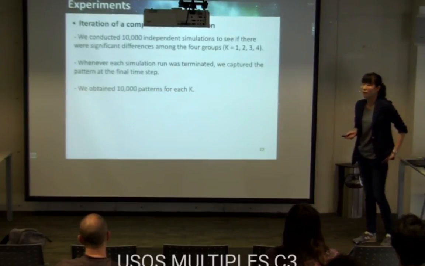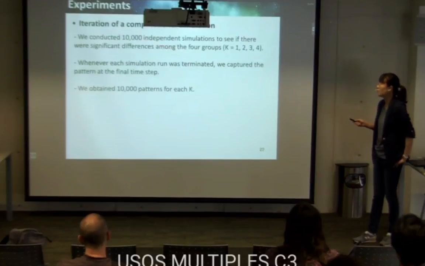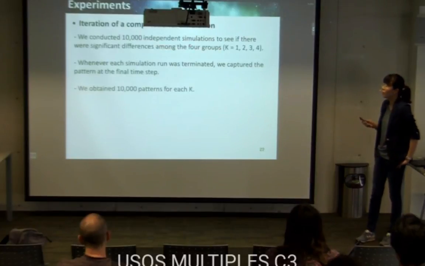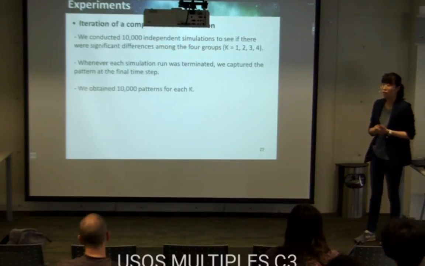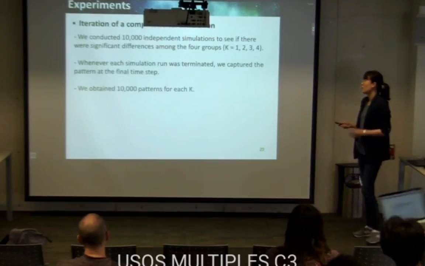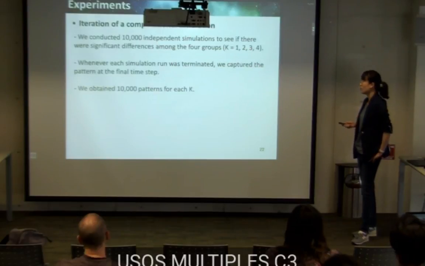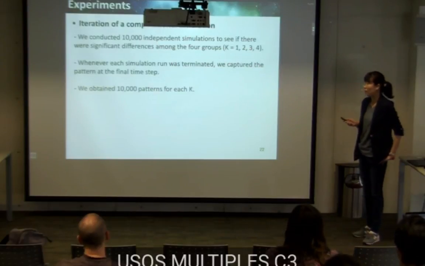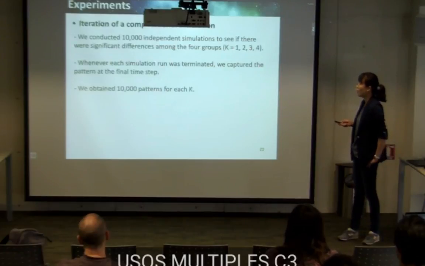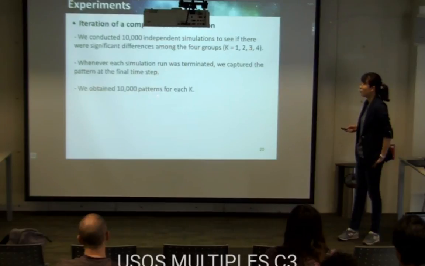We conducted 10,000 independent simulations to see if there were significant differences among each group, K equals 1, 2, 3, 4. Whenever each simulation run was terminated, we captured the representative pattern at the final time step. So we obtained 10,000 patterns for each K.